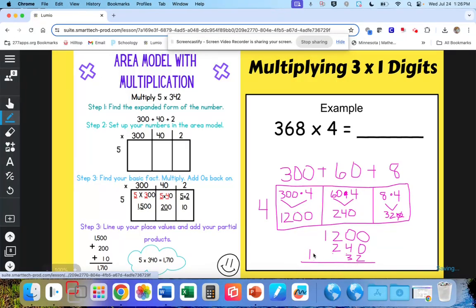And I'm going to add these up. 0 plus 0 plus 2 is 2. 0 plus 4 plus 3 is 7. 2 plus 2 is 4. And 1 plus nothing is 1. So my answer would be 1,472. Make sure you pause the video and take some good notes on this concept.